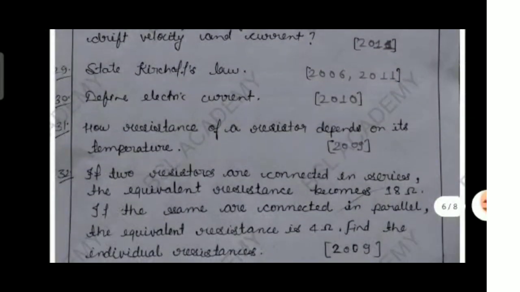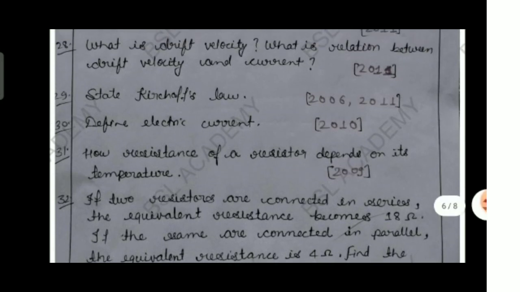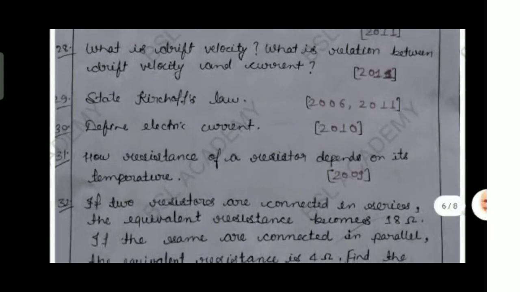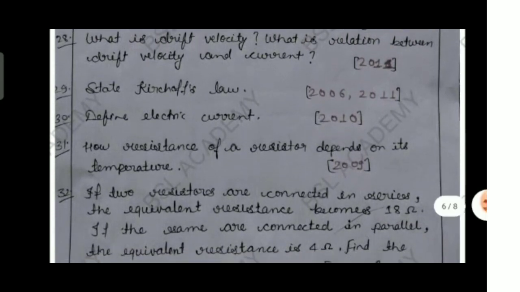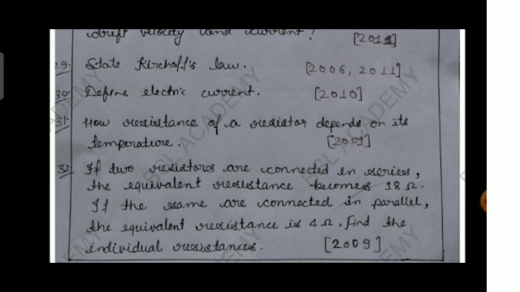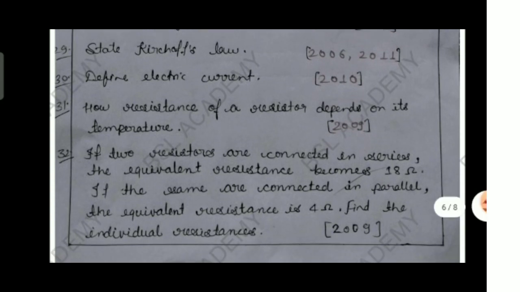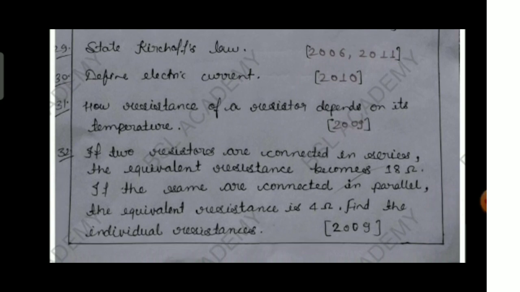Now question number 29. State Kirchhoff's law. This is from 2006 and 11. Define electric current. This is a very easy problem. Now 31. How does the resistance of a resistor depend on its temperature? This is from 2009.